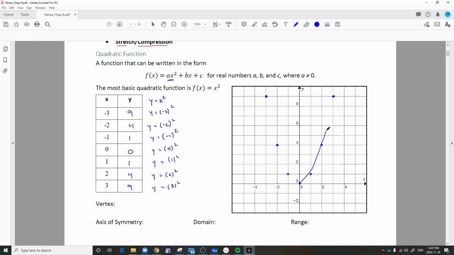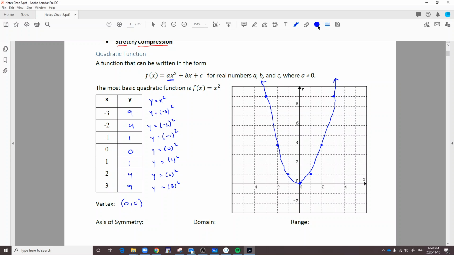I'm going to connect my dots with a U shape as best I can. It's not a V, it's a U, so make sure it's rounded at the vertex. And it goes on and on forever. So like I was mentioning, the vertex is the point where your graph turns around. In a basic parabola, your vertex is (0, 0).